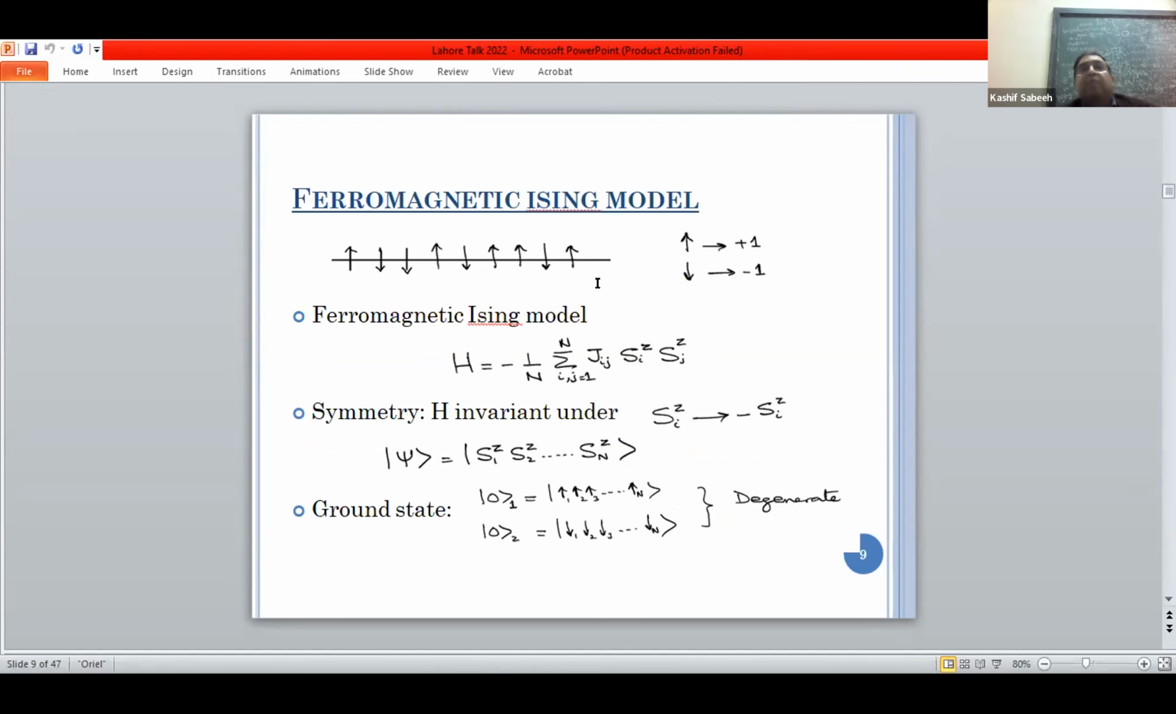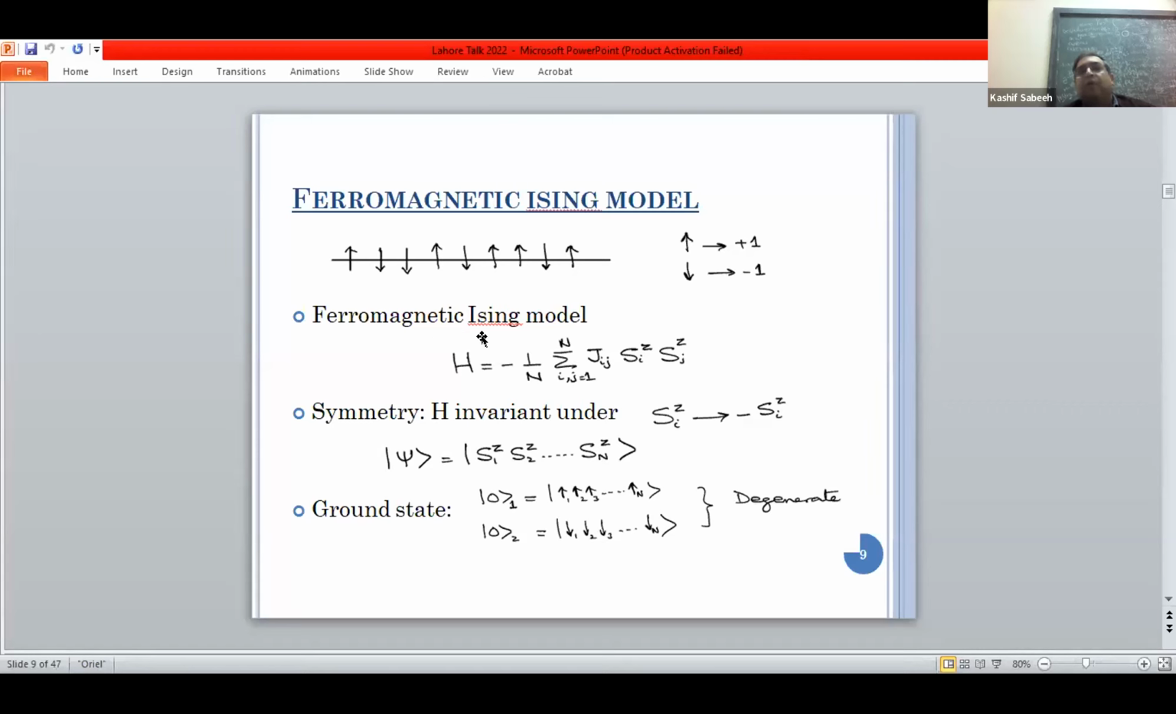As an example, probably more useful for students, look at this one-dimensional chain where each site can have spin up or down. I've just drawn a configuration of spins. This is what is called a ferromagnetic Ising model. The spins can only have two configurations, spin up and down, so we can take a spin as +1 or -1.